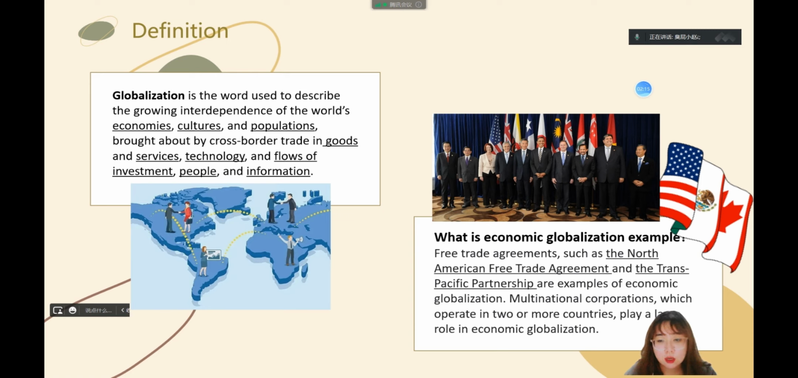What is economic globalization example? Free trade agreements, such as the North American Free Trade Agreement and the Trans-Pacific Partnership, are examples of economic globalization. Multinational corporations which operate in two or more countries play a large role in economic globalization.